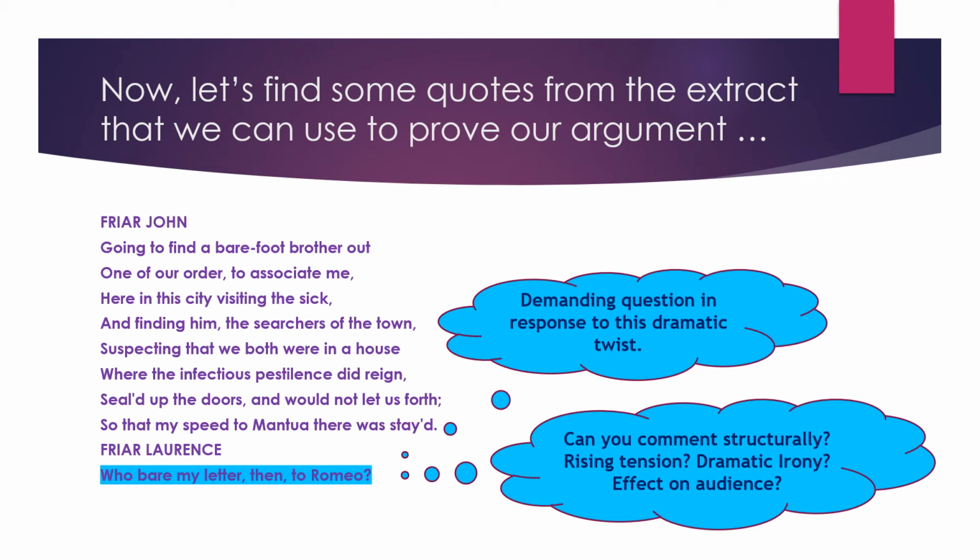So if we already know that Romeo and Juliet are going to die at the end of the play, we at this point would start to feel an increase in tension, wouldn't we? We become aware that the play is approaching its end. We start to realise that actually it's this letter, this crucial letter that isn't delivered to Romeo that's going to ultimately lead to the deaths of our lovers.